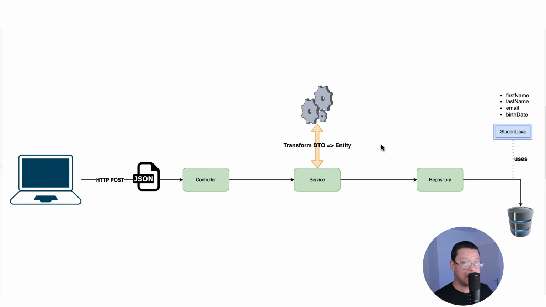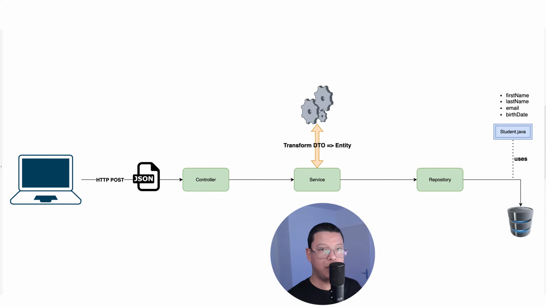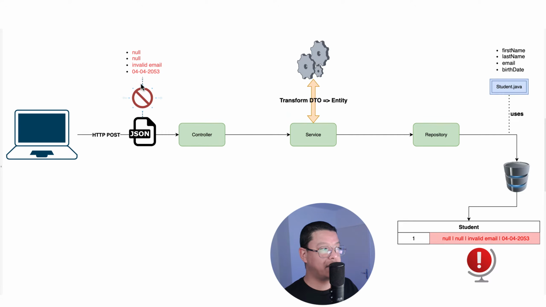As I explained before in many videos, it's always more secure and a best practice not to expose entities to the outside world. So this is our normal process, or the happy process that we have. The user will send the JSON object, the complete data, and in this case we have a first name, last name, email and birth date, and this data will be automatically persisted into the database. Now, what if the user sends some invalid data?